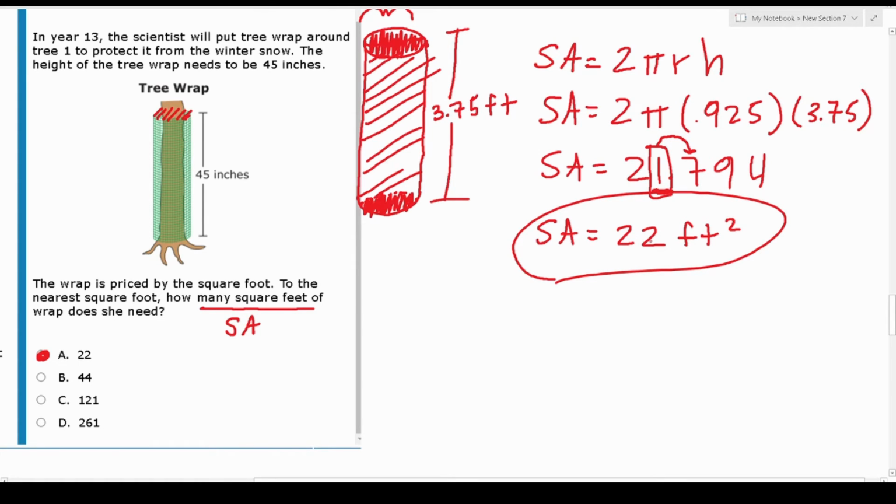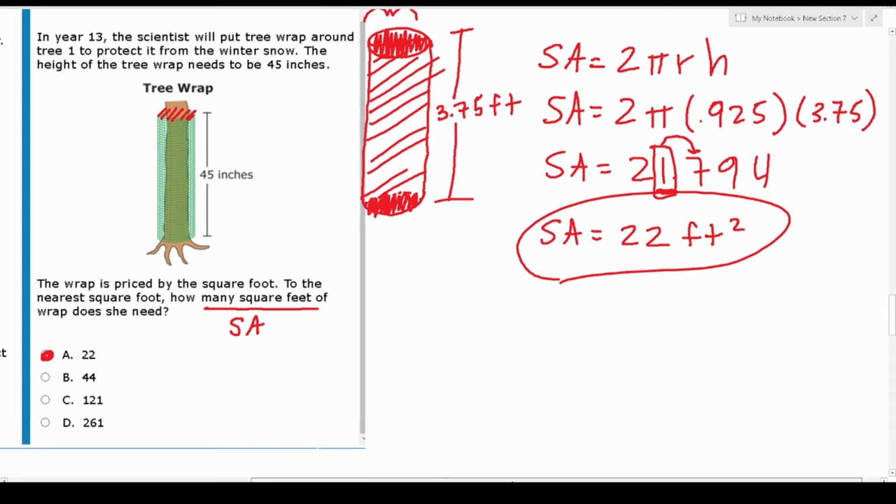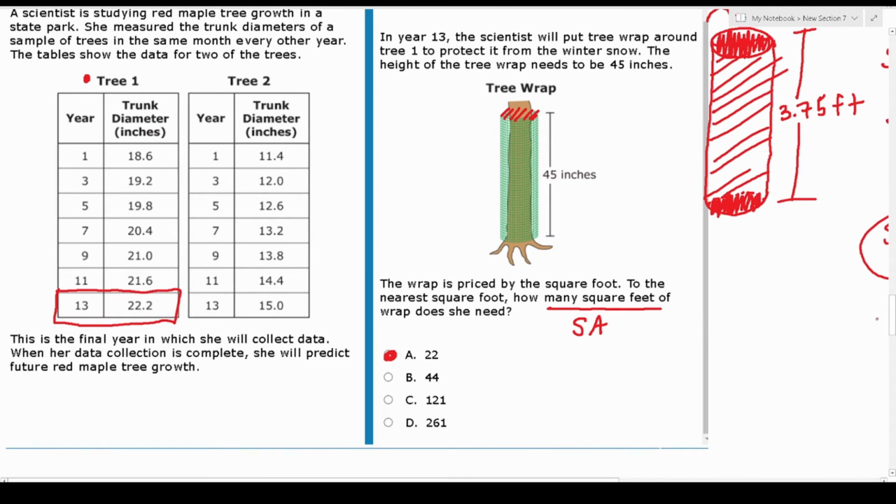All right, so very challenging problem. A lot of moving pieces to get it right. Again, you had to convert inches to feet. You had to modify the surface area formula of a cylinder, which isn't that intuitive or easy. So if you need to watch this problem again, go ahead and do so. With that said, let's go ahead and move on.